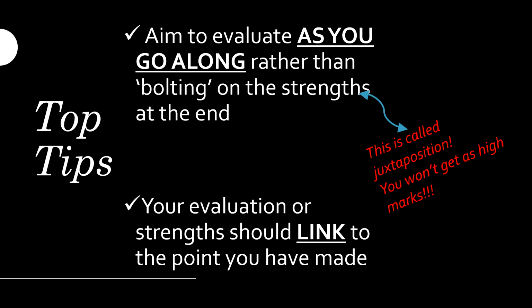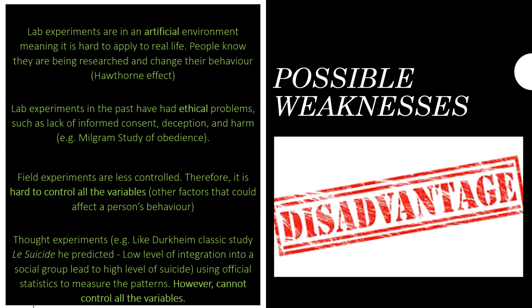So my biggest tip, when you are trying to evaluate, is to evaluate as you go along rather than bolting it on at the end. If you do separate paragraphs which have got some strengths, that is sometimes called juxtaposition, and you don't get as high marks with this. So your evaluation, or the strengths that you're giving in evaluation, should link to the point that you have just made. Let's consider the 4 weaknesses, and we want to think about how we're going to evaluate these specifically as we go along to avoid juxtaposition.